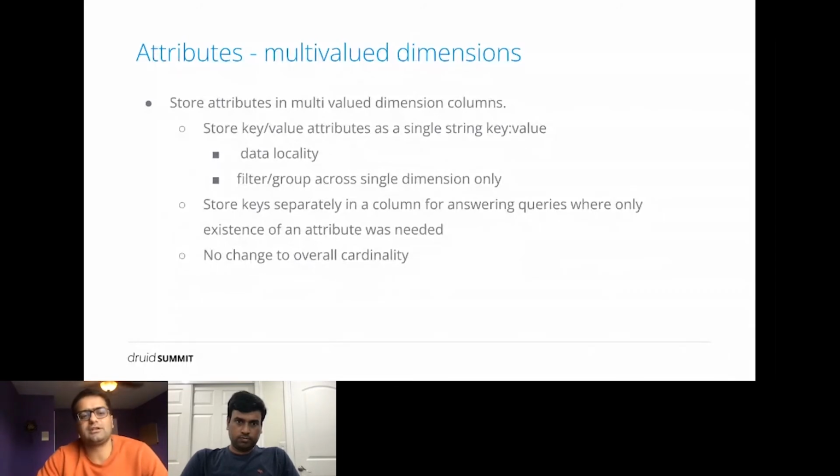But then we also had some use cases where people would just want to query for the existence of a key. So we stored one more extra column just to store the attribute keys as a multi-value dimension. For a segment file, the overall cardinality did not change because of it, so ultimately it did not impact the size of our bitmap, but it definitely impacted the size of the memory maps that we had to create.